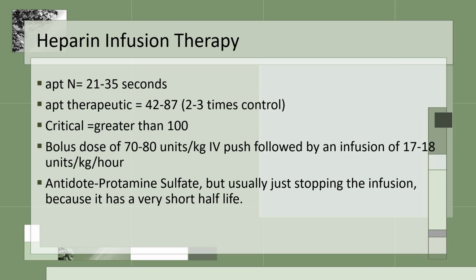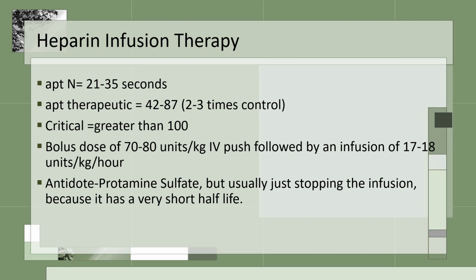Heparin drips are often used in PEs to decrease the size of the clot or to help bridge to Coumadin therapy. So we're going to need to know the labs for heparin infusion therapy. The first being APTT. The normal is 21 to 35 seconds. The therapeutic is 2 to 3 times the control, so that would be 42 to 87. Critical is greater than 100.